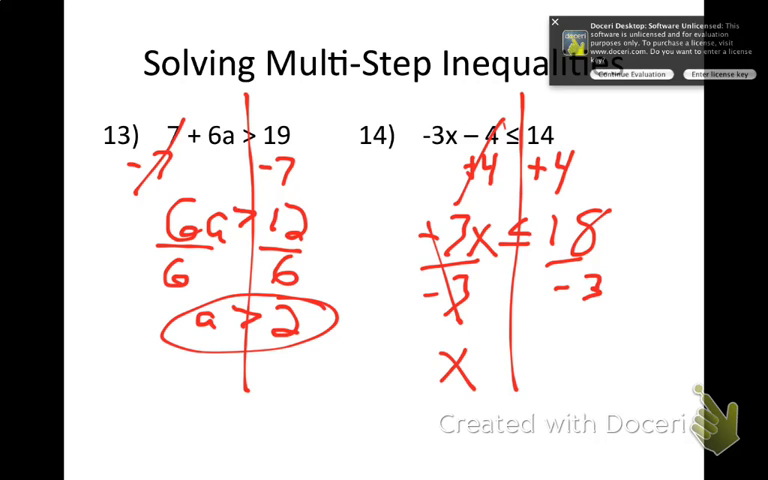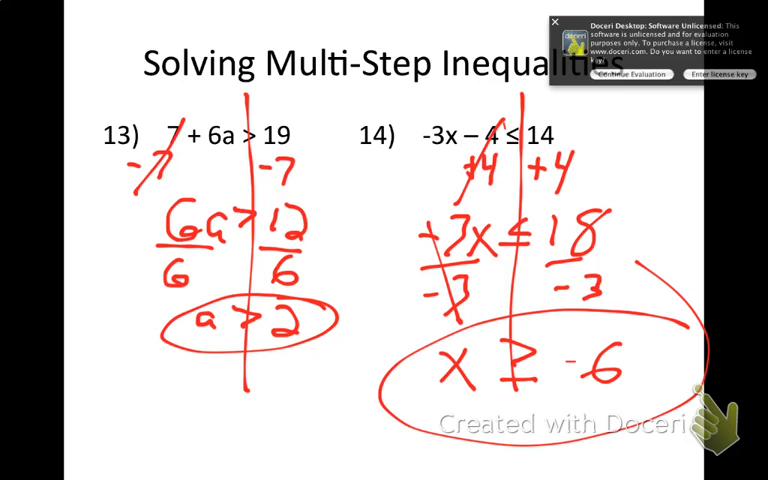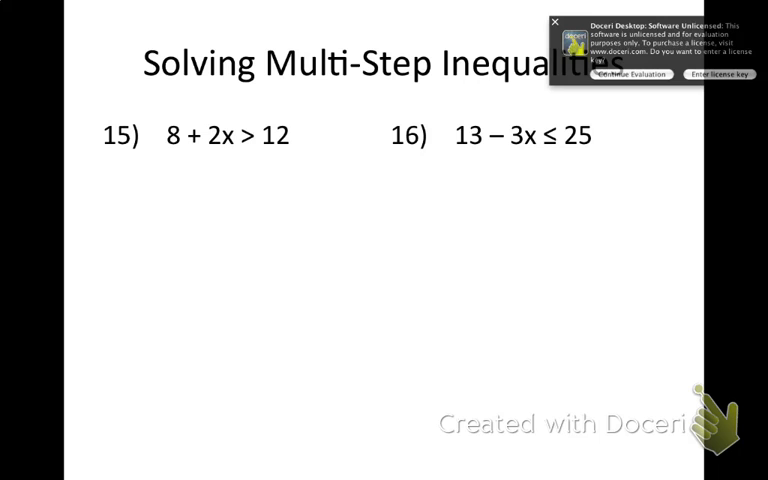Yeah, I need to flip that inequality symbol around because I'm dividing by a negative. Whenever I multiply or divide both sides by a negative, I need to flip that inequality symbol around, and I get my answer, x is greater than or equal to negative 6. So again, take note, flip that thing around. Try these two.